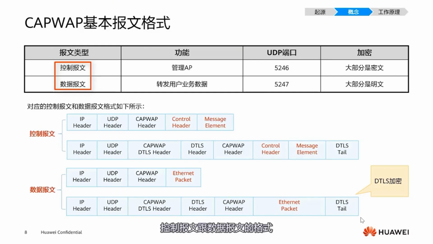Another point is the format of control messages and data messages. Control messages contain a control header and message elements. Data messages contain an Ethernet packet. Second, we have encryption. If you see DTLS, it means that it has been encrypted. Without DTLS, there is no such mechanism. DTLS provides protection for our messages.